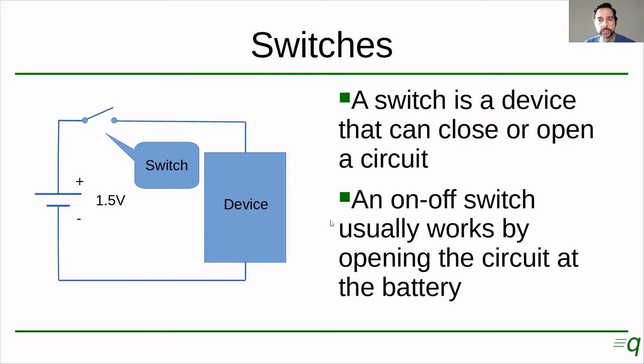So an on-off switch usually works by opening a circuit at the battery. So this is an example of an on-off switch. You open the switch, it turns off. You close the switch, the device turns on.